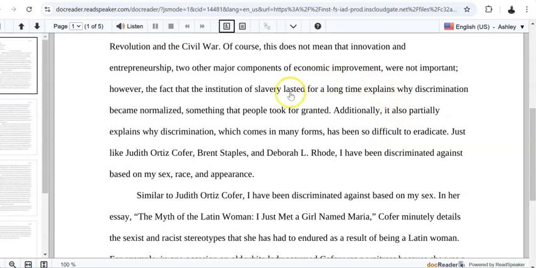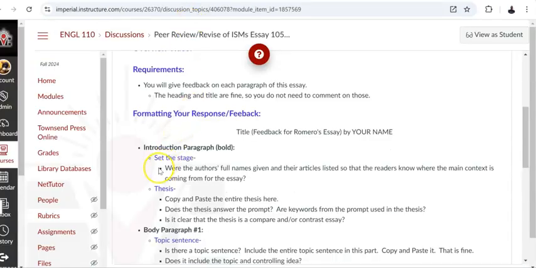And then where is the thesis statement? You're going to copy and paste that. Just like Judith Cofer, Staples, I've been discriminated against based on my sex, race, and appearance. Now, I don't want to give anything away, but this is the thesis, so you would copy and paste this. And obviously, this should say sexism, racism, and lookism, because it's an ism essay, all right? So you're going to copy and paste the thesis over into here, and then answer the questions about it.